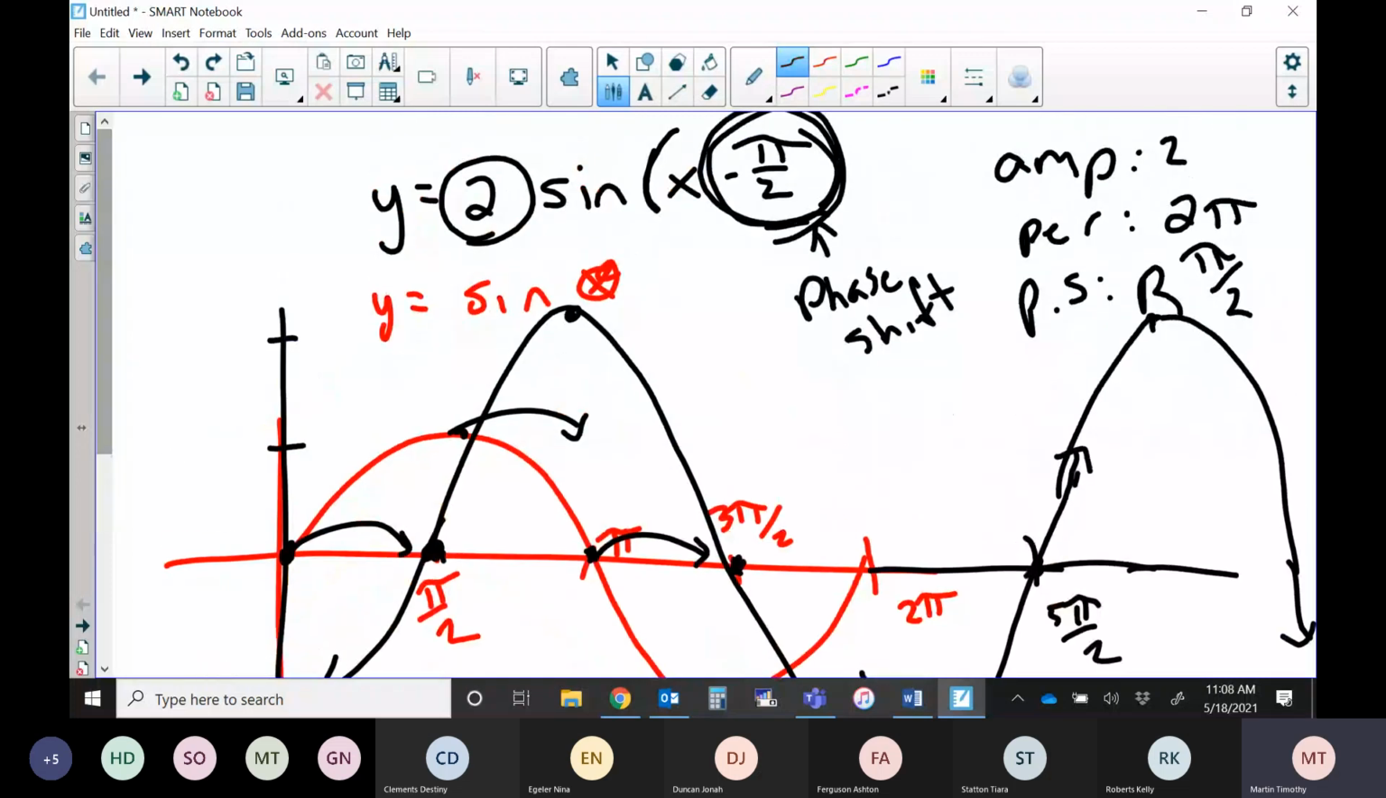Does that make sense how this phase shift affected our OG? Does it make sense on how our amplitude affected our OG? Any questions on that? Thumbs up if you got it. If you have questions, let me know. I didn't see many thumbs up.